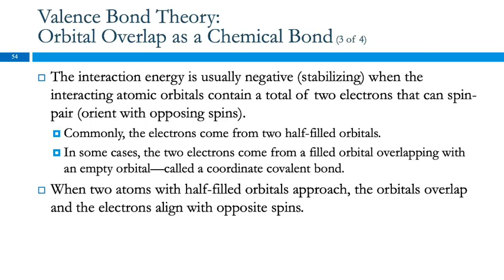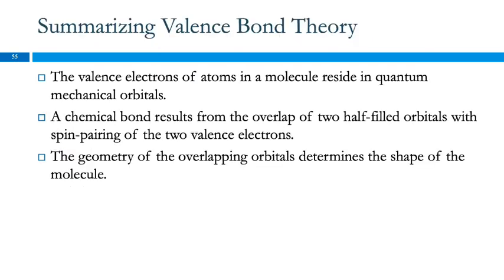So the idea here for valence bond theory, we're talking about chemical bonds being overlap of orbitals. When we have half-filled orbitals approaching each other, the orbitals can overlap, the electrons can spin pair, and that forms the chemical bond. So this is a summary of what we've talked about. Valence electrons in a molecule are in quantum mechanical orbitals. A chemical bond is from the overlap of two half-filled orbitals with spin pairing of the valence electrons. And then the geometry of those overlapping orbitals is what determines the shape of the molecule.